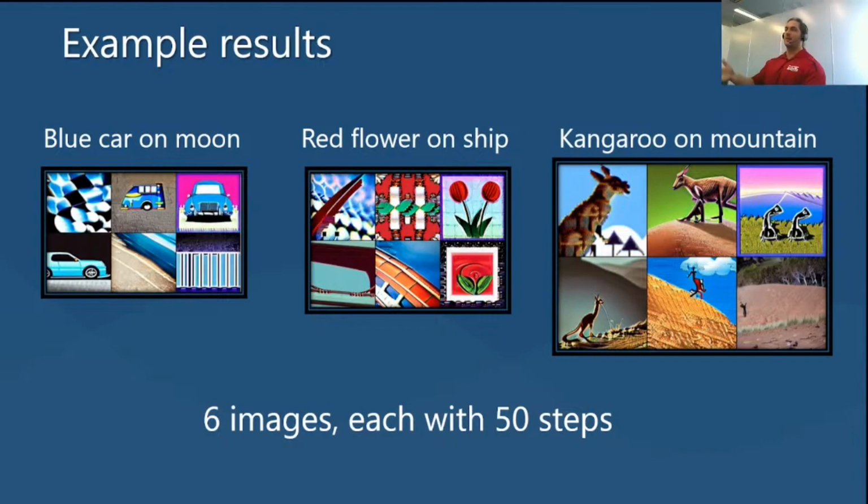If I say I want a red flower on a ship, I get some red flowers, sure. I'm not sure I can identify a ship there. Maybe it doesn't know what a ship is. Maybe that model, that 2 GB model, wasn't trained on what a ship is. So it tried to do something with it, but that's a bit it can come up with.